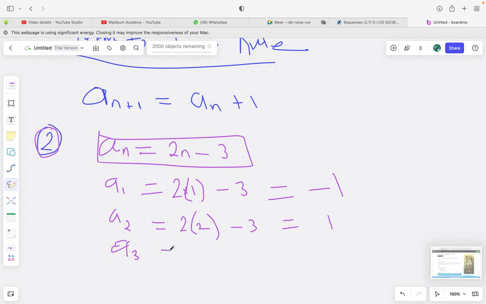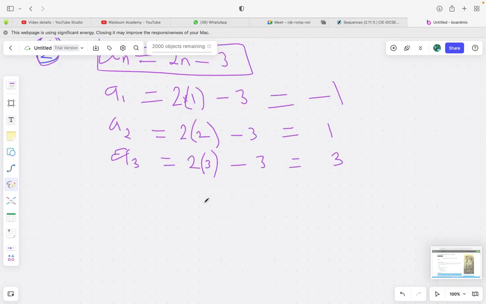Then if I want A3, the third term, I will say 2, this 2 is constant from this formula. 2 times, but this will be changing. Position 3 now. If you are in position 3, you multiply by 3. 2 times 3, that's 6. 6 minus 3, I'll get 3. So my third term will be 3.